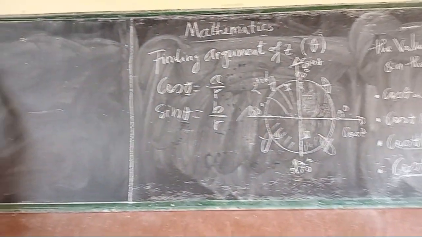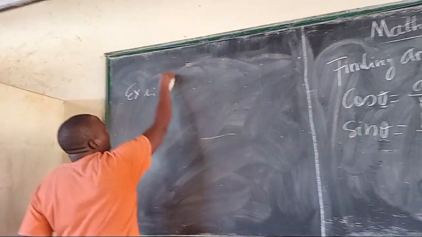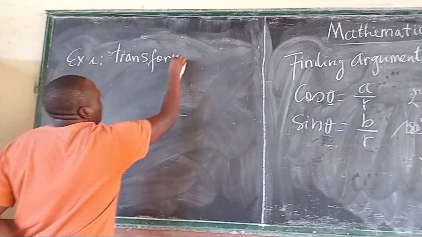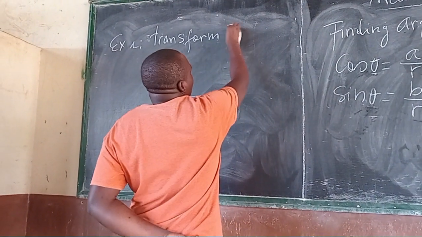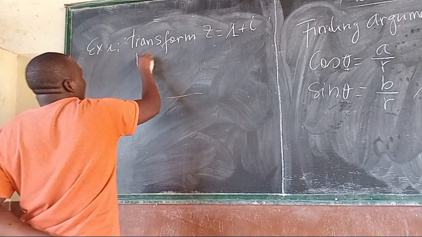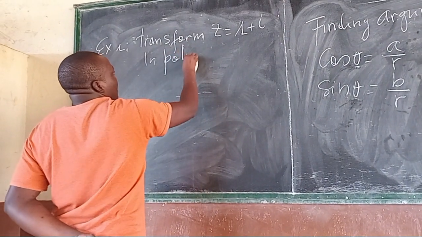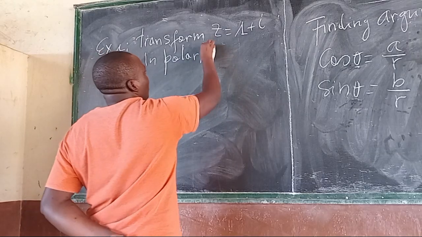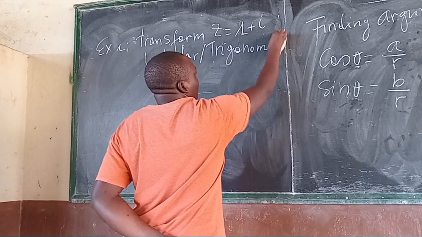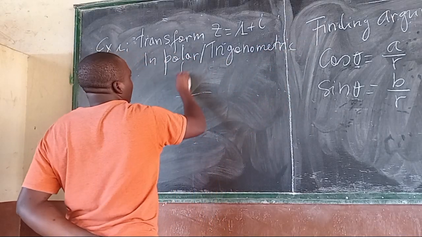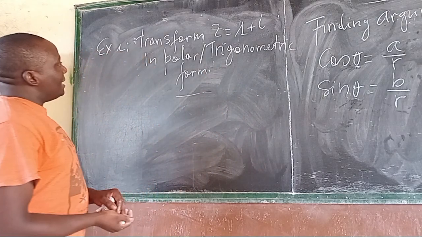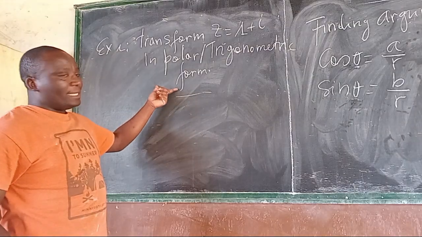Example number 1. Transform z equal to 1 plus i in polar or trigonometric form. Teachers, see this good and simple example.